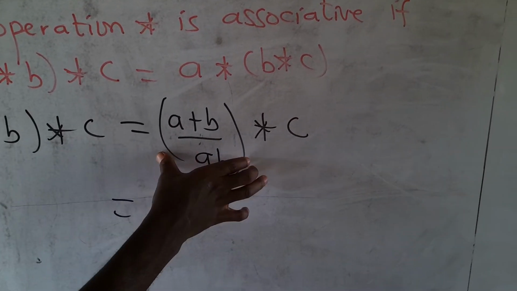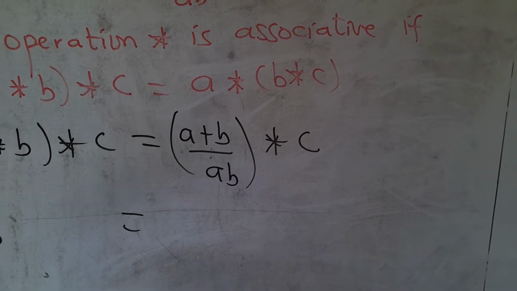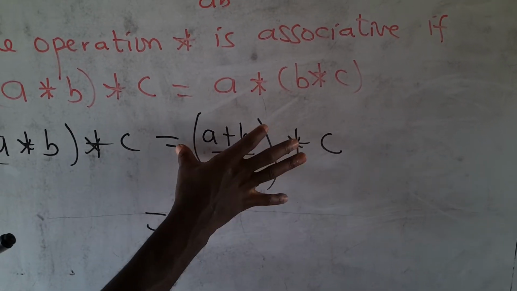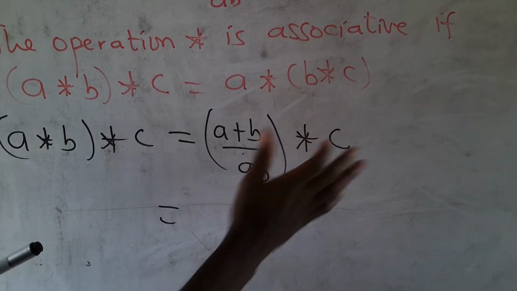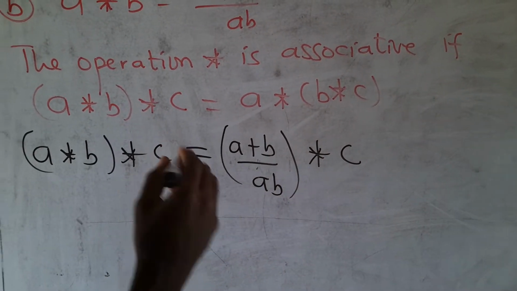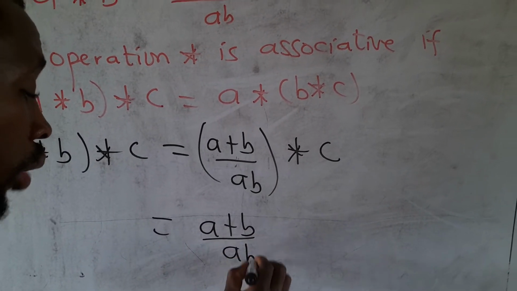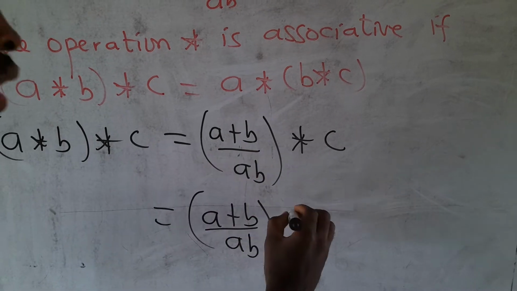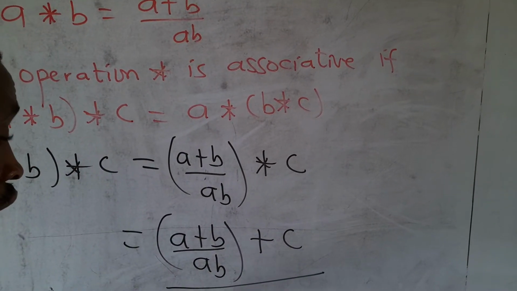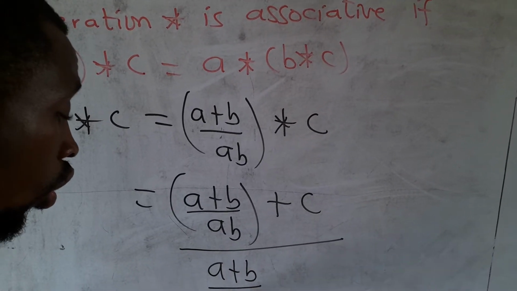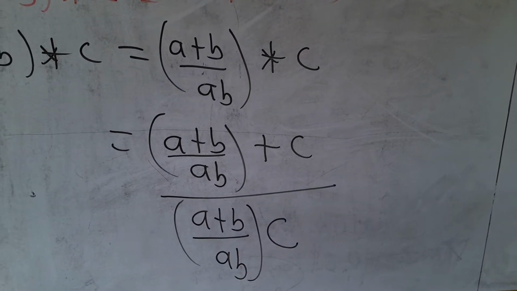Remember, all this will be treated as A and this will be treated as our B. So any place we see A now, we substitute A plus B over AB. Any place we see B, we substitute C. So that will be A plus B over AB plus C for the top. Then all over A plus B over AB times C for the bottom.